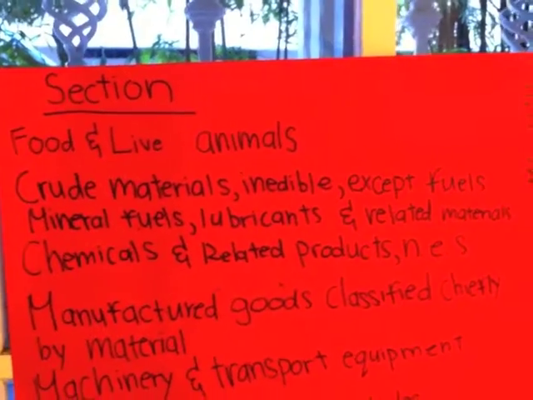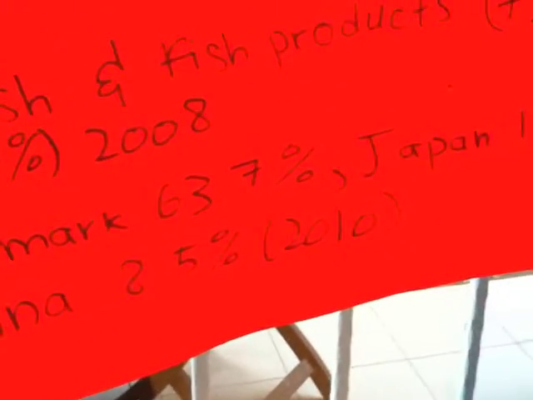Their exports include food and live animals, crude materials inedible except fuels, chemicals and related products, manufactured goods classified chiefly by material, machinery and transport equipment, miscellaneous manufactured articles, and commodities. Export commodities are fish products, which take up 72%, and metals at 10%, a 2008 estimate. Some export partners are Denmark 63.7%, Japan 12.1%, and China 8.5% in 2010.